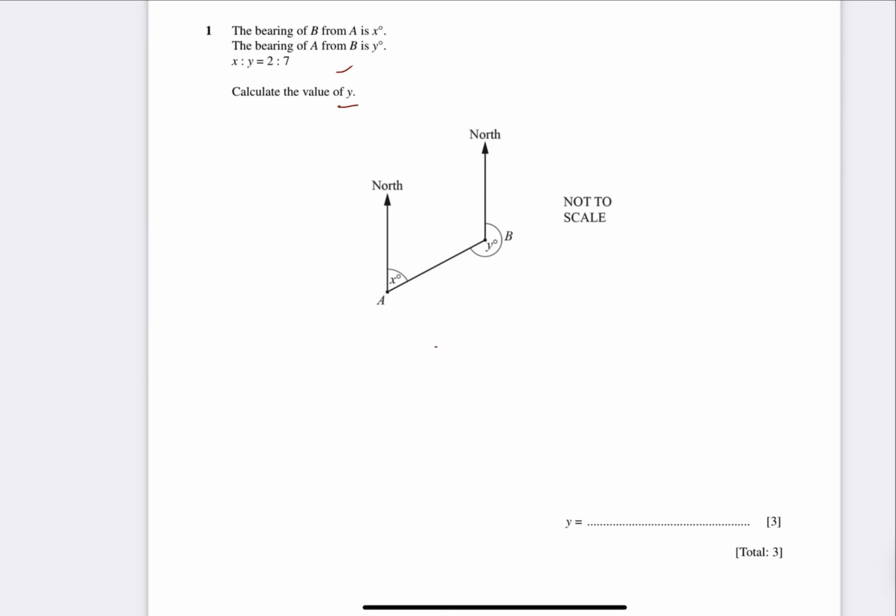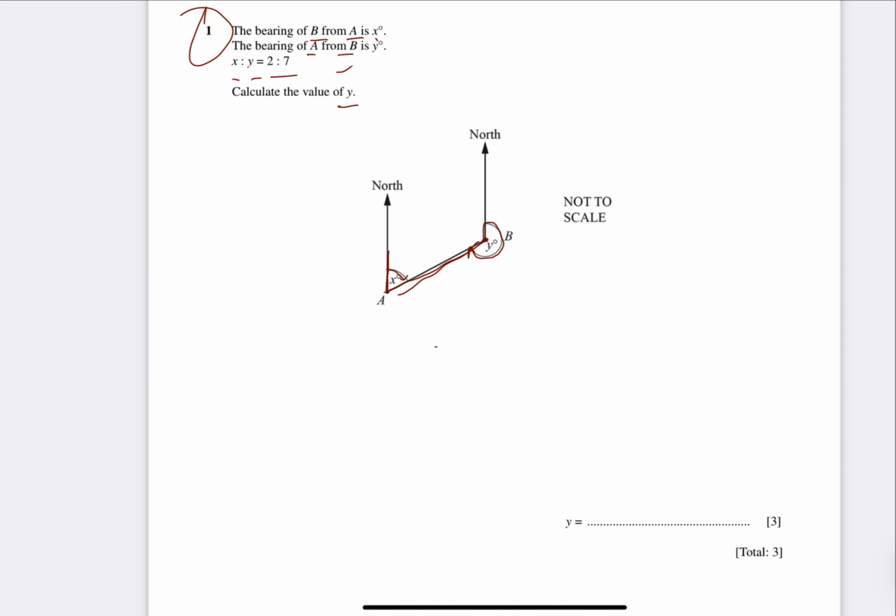Now let's solve questions from another important topic, that is trigonometry. Question number 1 is here. We have been given x is to y equals 2 is to 7, and the bearing of B from A. What do we mean by B from A? If we are standing at A, we have to turn x degrees and then move straight to reach B. And A from B: if we are standing at B, we measure clockwise and rotate y degrees to reach A.